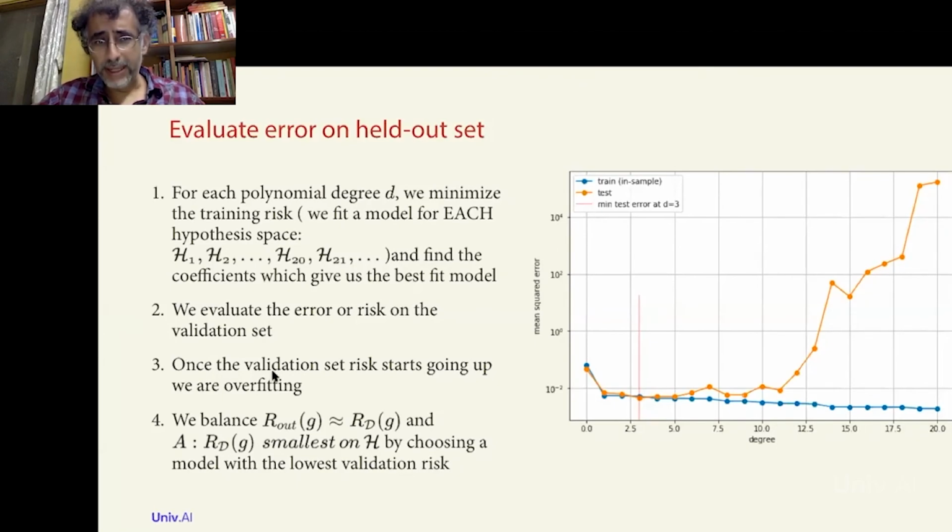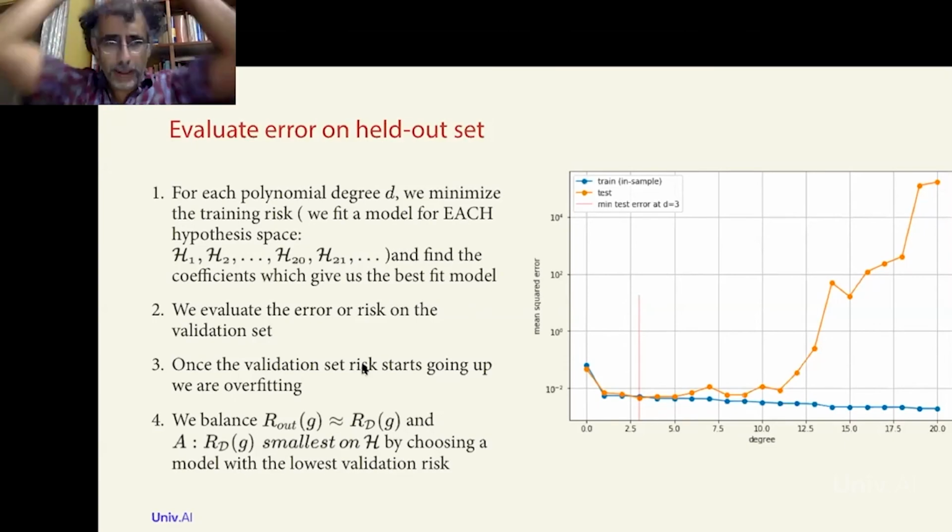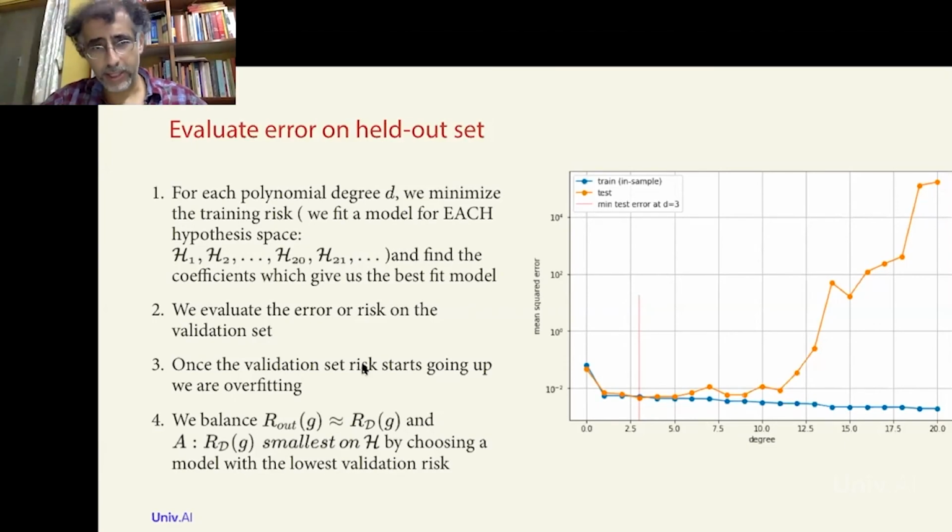At some point, you'll see that because your polynomials are going up and down and up and down and behaving completely crazy, the validation set risk on this held out set starts going up. This error starts going up. And you see that happening around maybe a degree of 11 or 12, and it just starts going up.